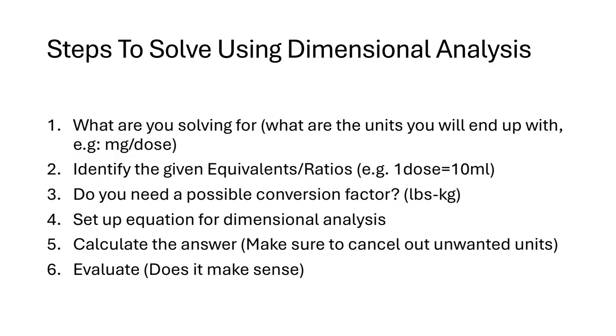For example, let's say the order is that the patient is going to take 5 milligrams per kilo per day, and then they give you the weight of the patient in pounds. They're not going to put the conversion factor in the problem. That's a conversion factor that you already know or should know by memory, but you need to know when to use it. So you need to identify that. Do I need a possible conversion factor? After that, you can set up the equation, which I will show you later on. You calculate the answer, and then you evaluate.